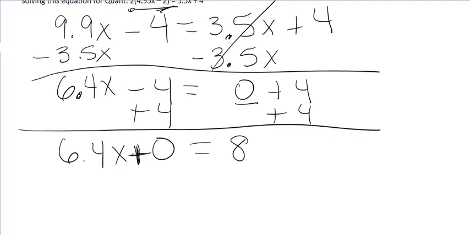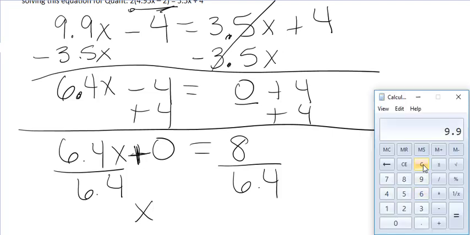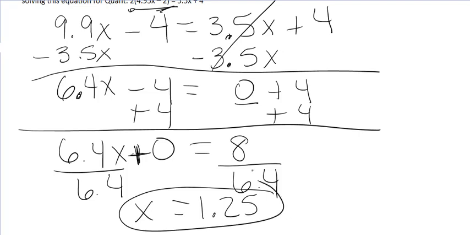So to get x by itself, we will need to divide by 6.4 to both sides. So 6.4 divided by 6.4 is just x. 6.4 divided by 6.4 is 1. So we don't even need to put the 1 there. Now we have 8 divided by 6.4, which is equal to 1.25. This is our solution.